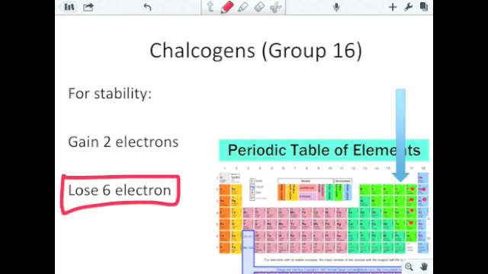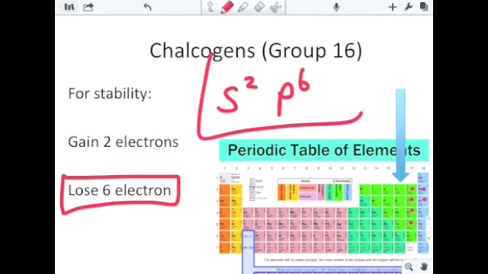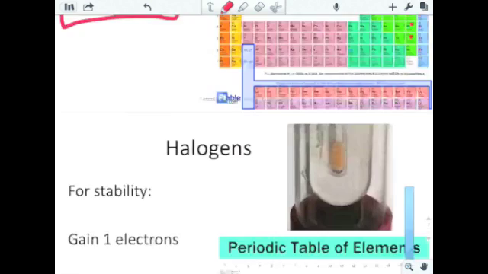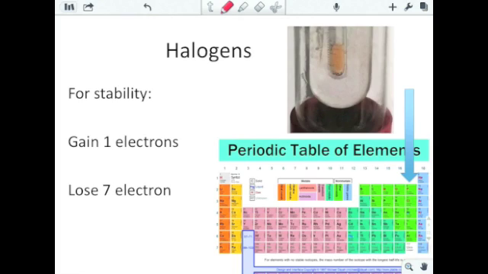Okay, what's easier? Gain 2, lose 6. Well, gain 2, obviously. And if you look at anything in that family, what it's going to end up with is an S2 and then a P4. So if it gains 2, it'll end up being S2P6. Okay, and we know that when our S and our P are completely full, that means we have 8 and they become stable. For our halogens, they're really close to being a noble gas, these guys right here.